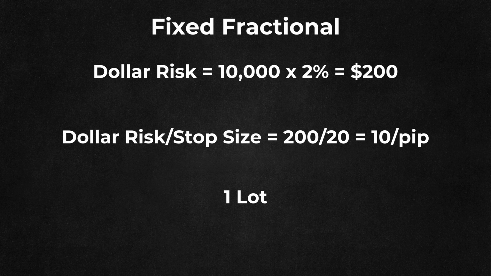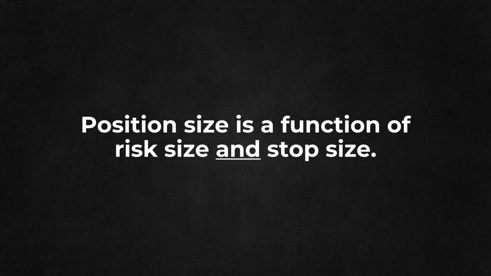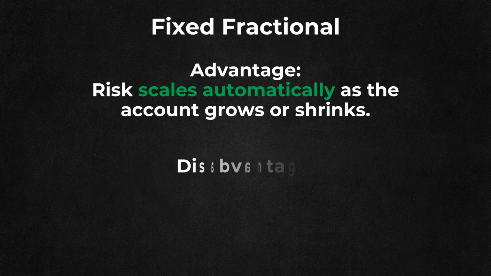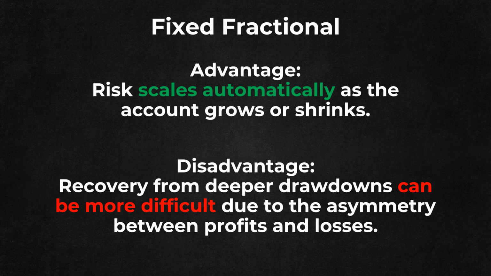If your stop was 10 pips instead of 20, you would need to trade two lots to maintain the same dollar risk in this trade. In other words, the position size, which is the number of shares, contracts, or lots you trade, will vary according to the stop loss size in order to maintain the dollar risk consistent across trades. The advantage of this method is that risk scales automatically as the account grows or shrinks. The disadvantage is that the recovery from deeper drawdowns can be more difficult due to the asymmetry between profits and losses we saw before. Next, we move to the fixed dollar risk.